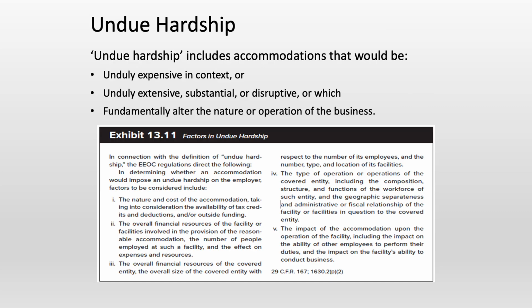Here in Exhibit 13.11, these are the factors to consider when we're determining undue hardship. For example, context: extensive, substantial, or disruptive accommodation, if it is extensive, if it is substantial, if it is disruptive. Whether or not the accommodation fundamentally alters the nature of the operation of the business. And that's not what we want, right? These are considered undue if it really substantially disrupts what we do.